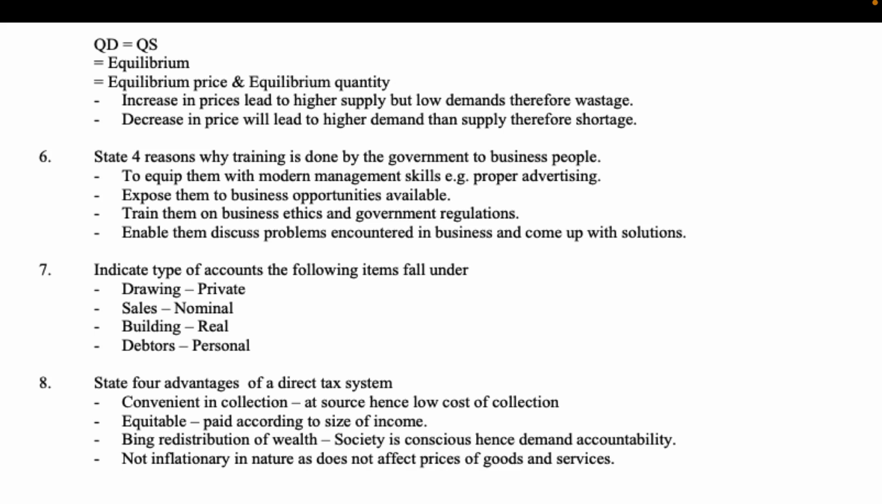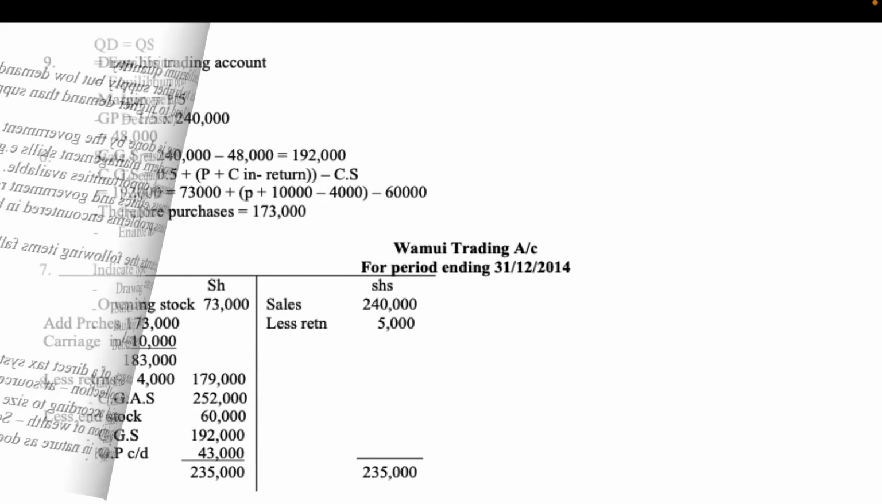State 4 advantages of a direct tax system. Convenient in collection, at source hence low cost of collection. Equitable, paid according to size of income. Brings redistribution of wealth, society is conscious hence demand accountability. Not inflationary in nature as does not affect prices of goods and services. Draw his trading account.